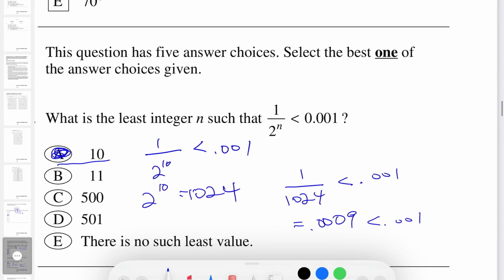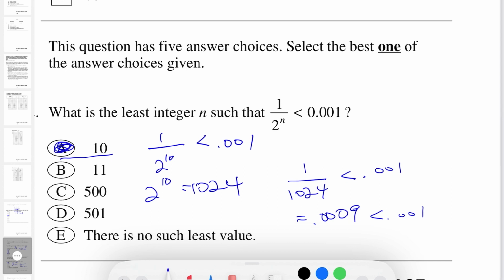But the biggest thing I would think about is that I see E says there's no such least value. So I just want to confirm that 10 actually is the smallest possible integer that n could be to make this statement true. I know that as n gets bigger, 1 over 2 to the n gets smaller and smaller and smaller. That's because it's a fraction, right? As the denominator of a fraction gets bigger, the fraction overall becomes a smaller number.